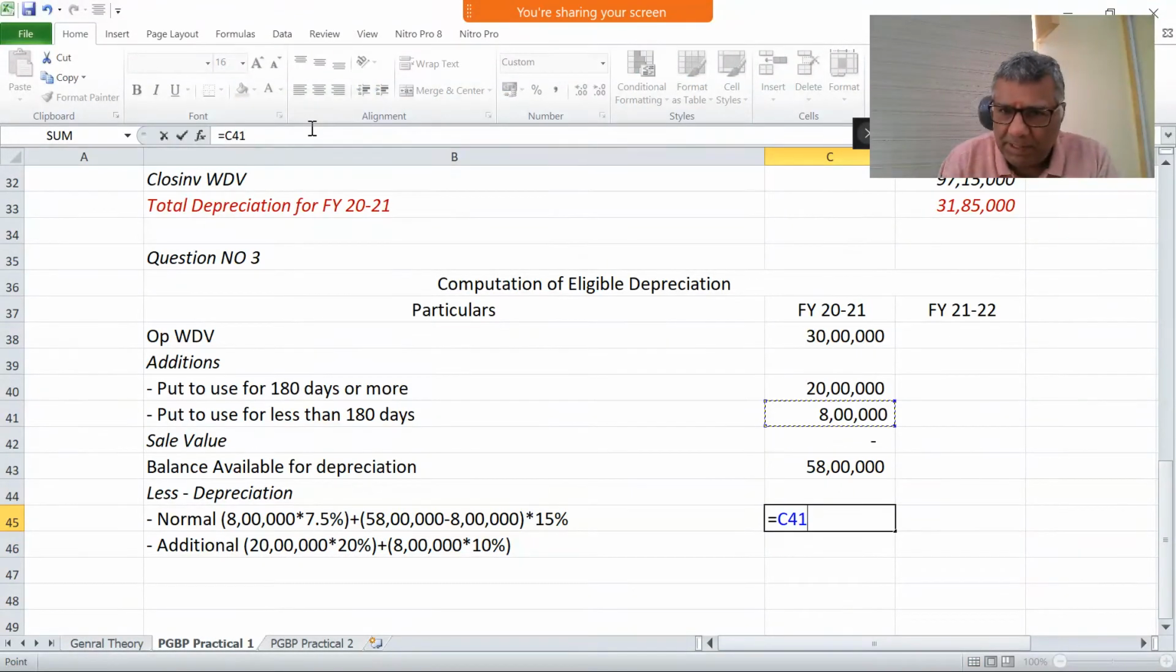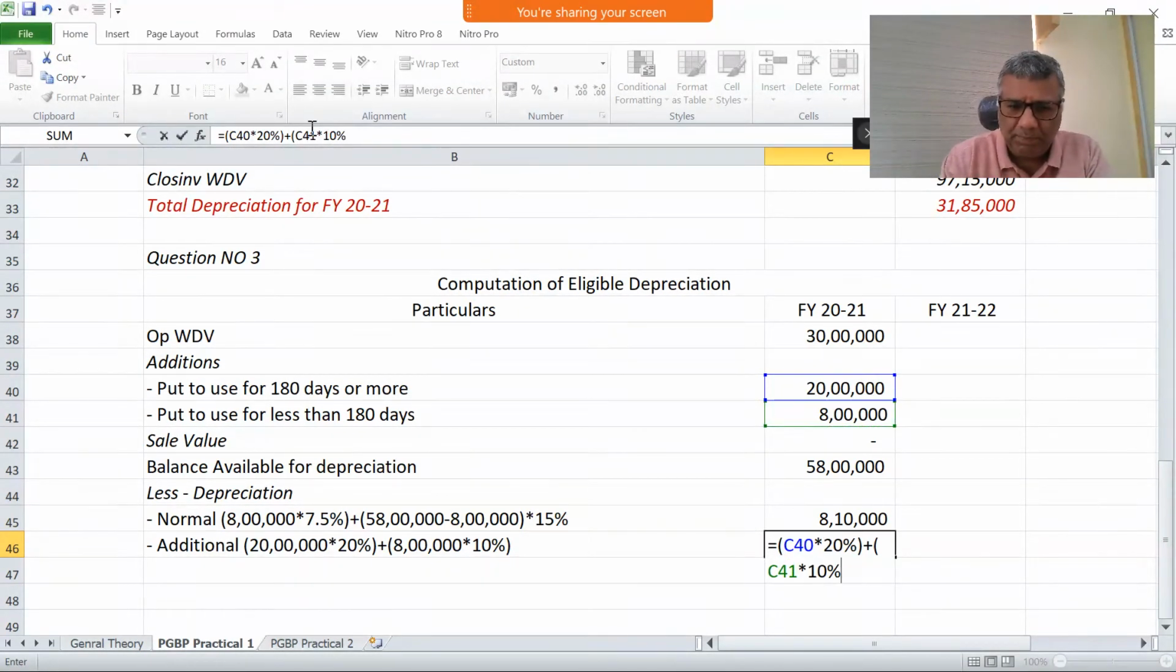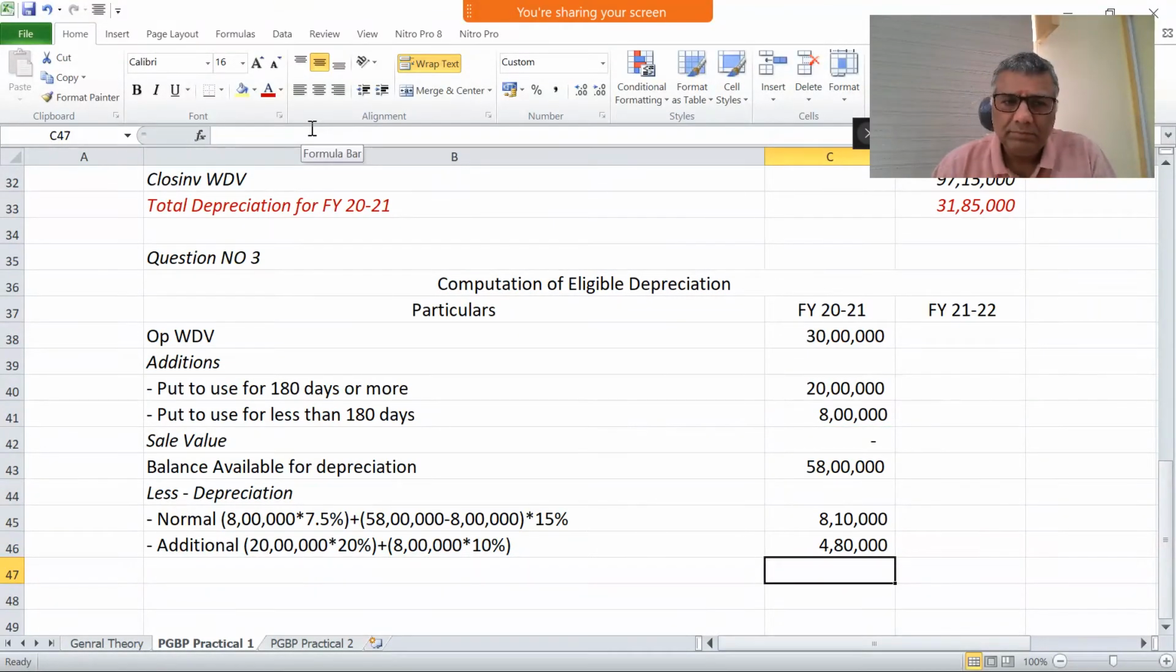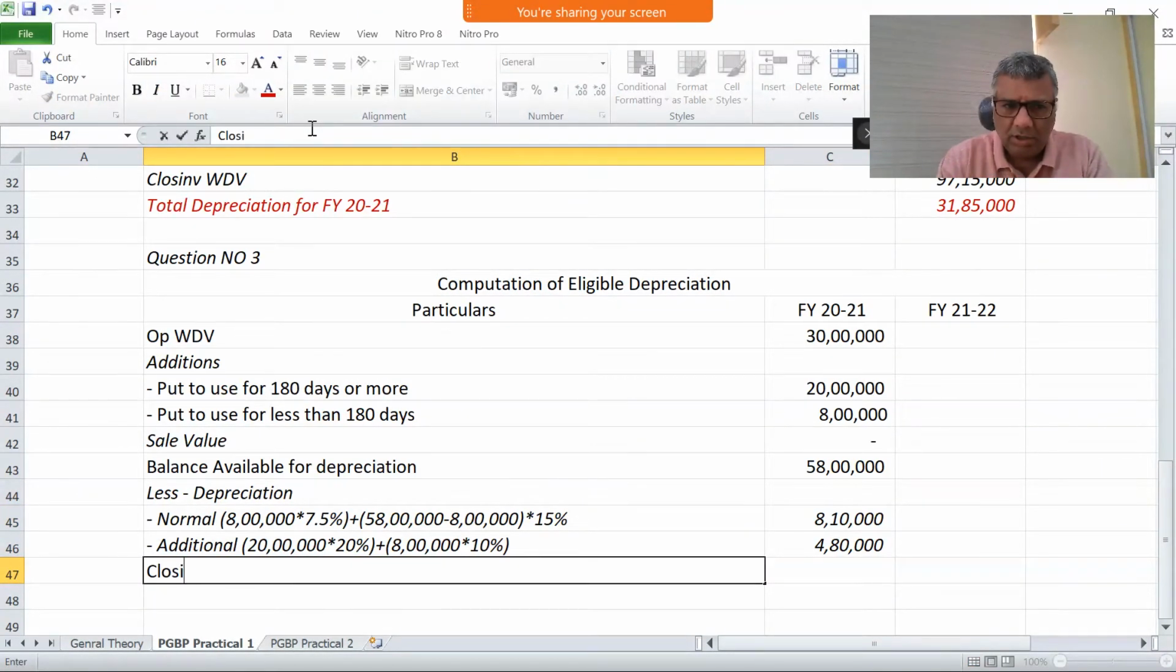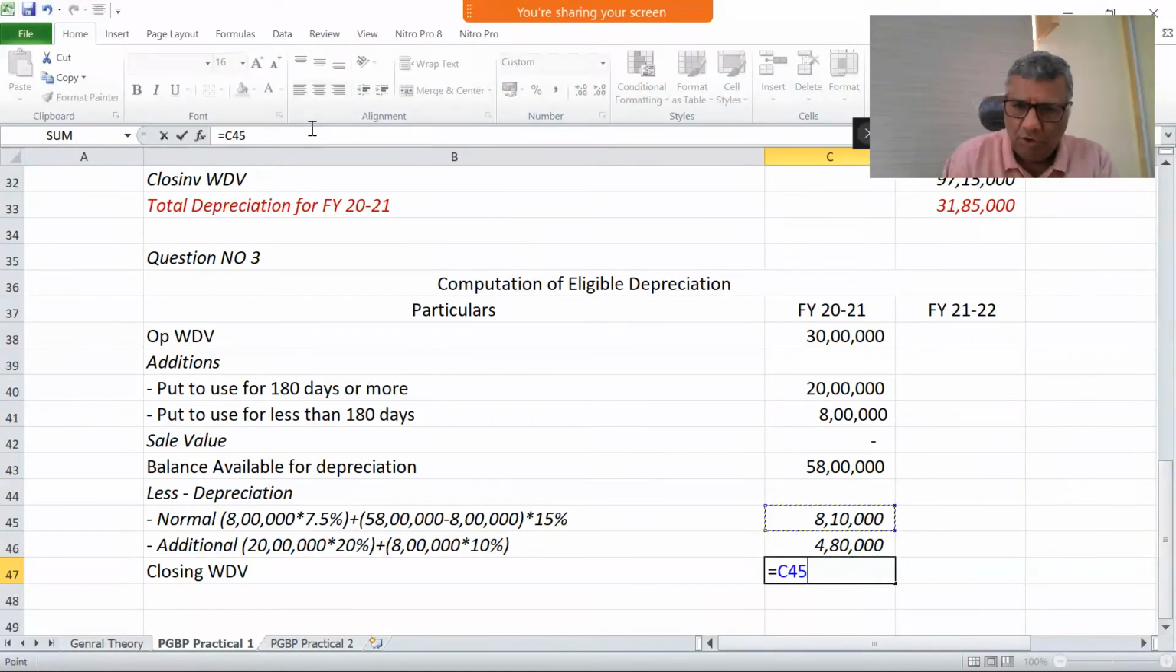Repeating the normal depreciation, 8 lakhs into 7.5% plus 58 lakhs minus 8 lakhs into 15%. Additional, 20 lakhs into 20% plus 8 lakhs into 10%. Closing WDV, which will become the opening WDV of the subsequent year.